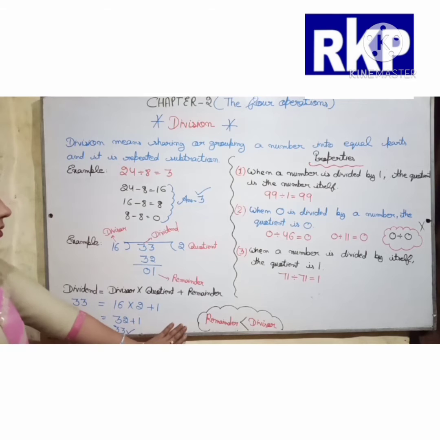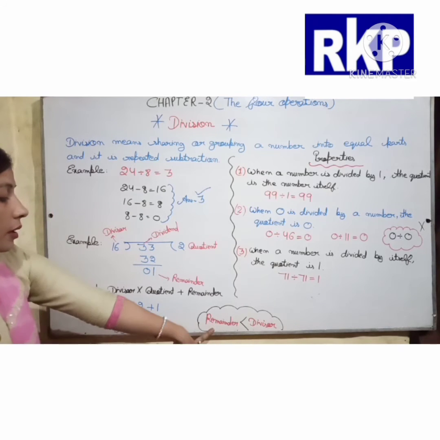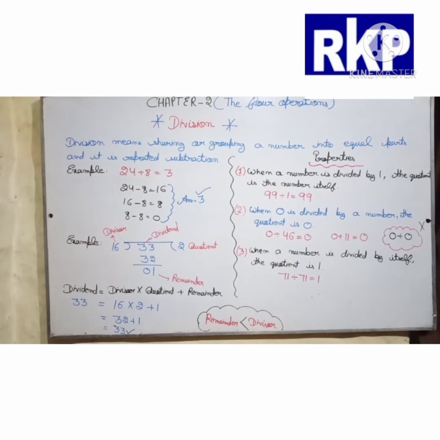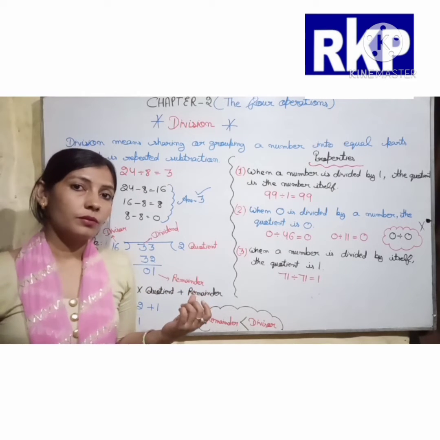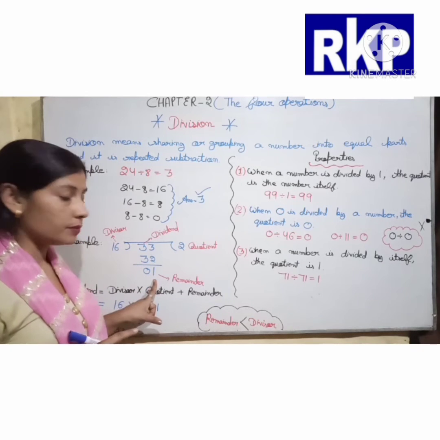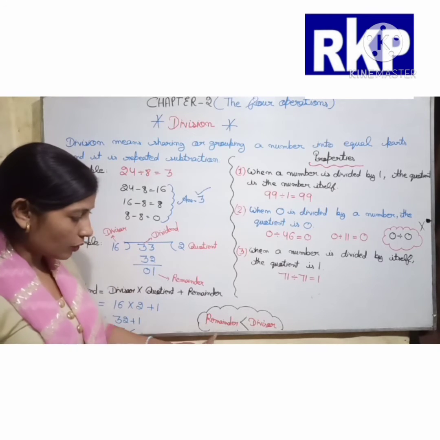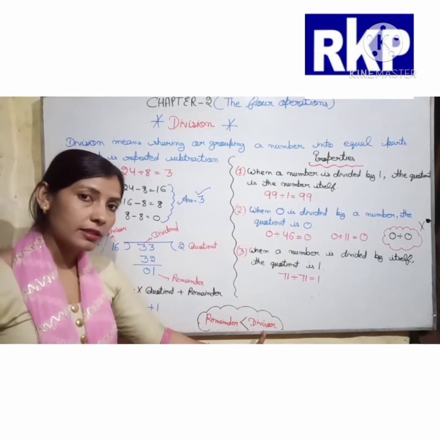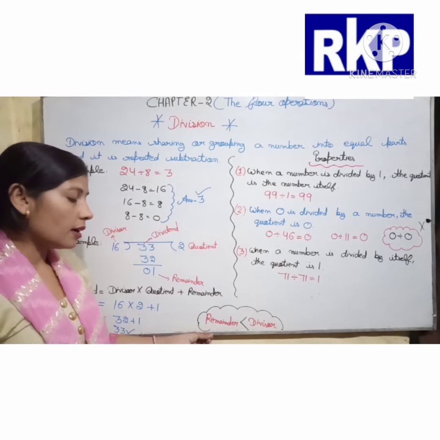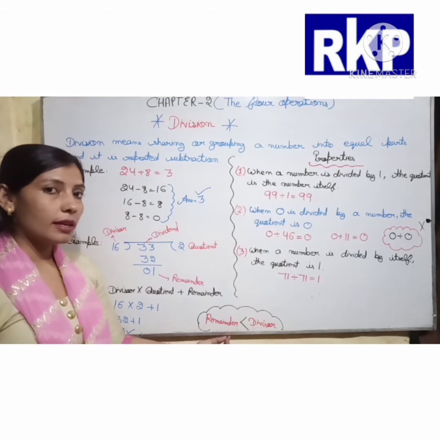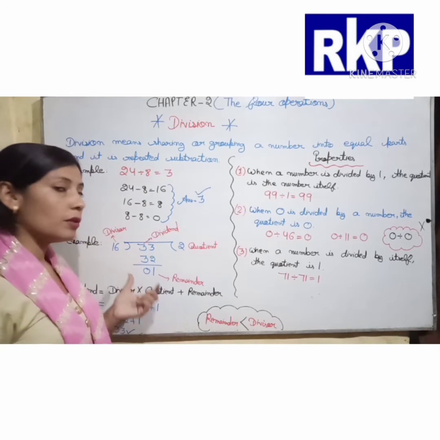Okay. And students, one more thing. Keep in your mind that the remainder should always be smaller than the divisor. Okay, here you can see the remainder is smaller than the divisor. So what should it always be, beta? Our remainder should always be smaller than the divisor, otherwise our question will be wrong.